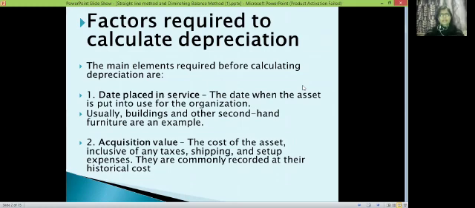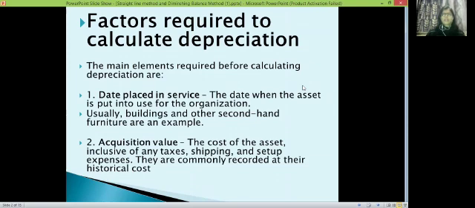Next thing you have to consider in that date is when the asset is put into use for the organization. Usually buildings and other second-hand furniture are an example of this. We are considering the date from the day on which we are using that particular asset.